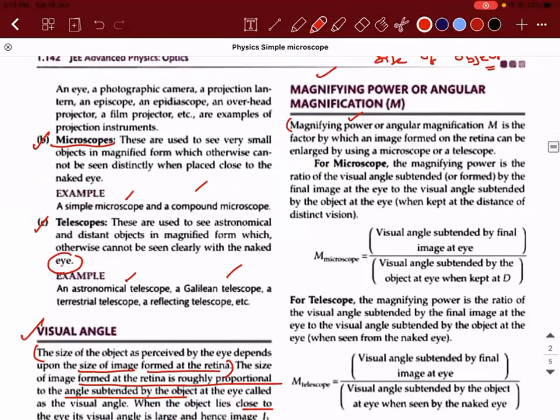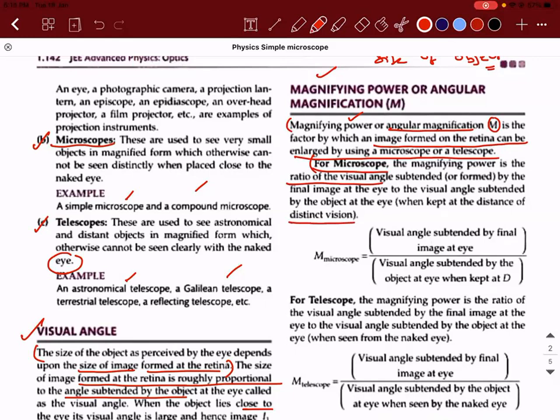For a microscope, listen to this carefully. Magnifying power or angular magnification is generally represented by the symbol capital M, which is the factor by which an angle formed on the retina can be enlarged by using a microscope or a telescope. When you take a microscope, the magnifying power is the ratio of the visual angle subtended by the final image at the eye to the visual angle subtended by the object at the eye when kept at a distance called the least distance of distinct vision.